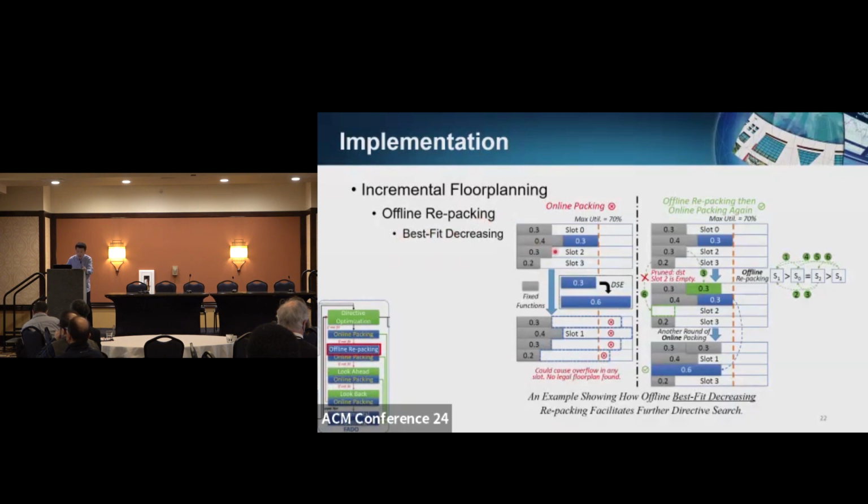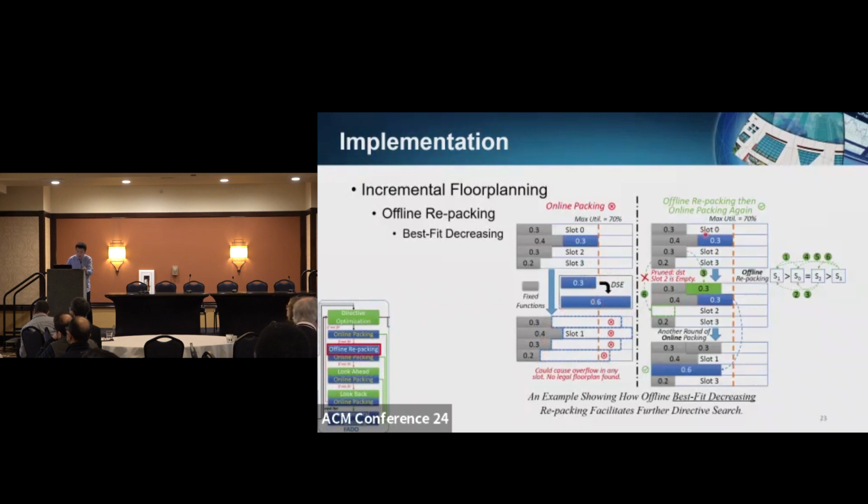This example shows the floor planning of 5 functions, these rectangles, onto 4 slots. During one step of directive search, the resource of this blue colored function increased from 0.3 to 0.6. And since the other gray functions were already fixed during the previous online floor planning stage, you cannot move them. And you'll see that you'll find no solution in floor planning for this function, right? No die, it fits into no die here.